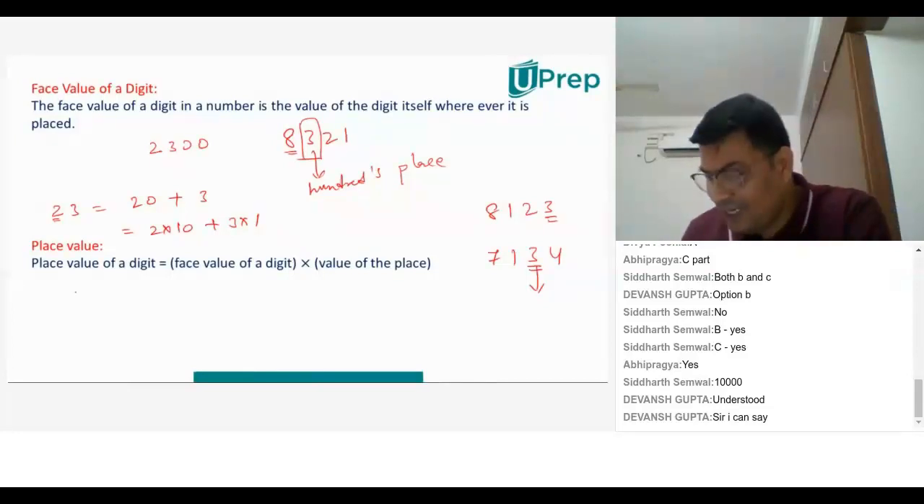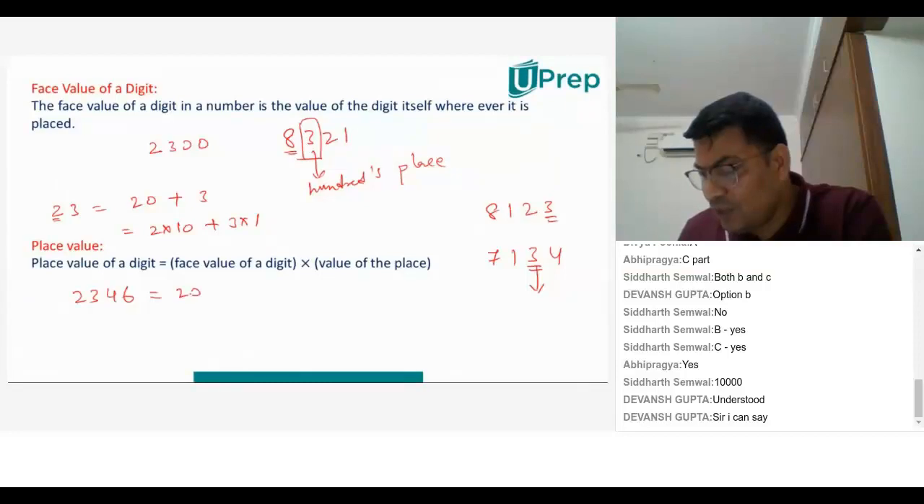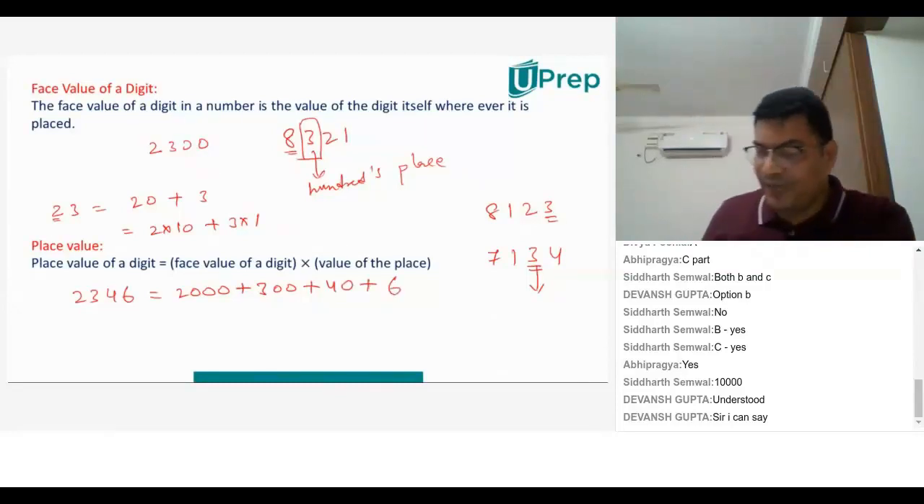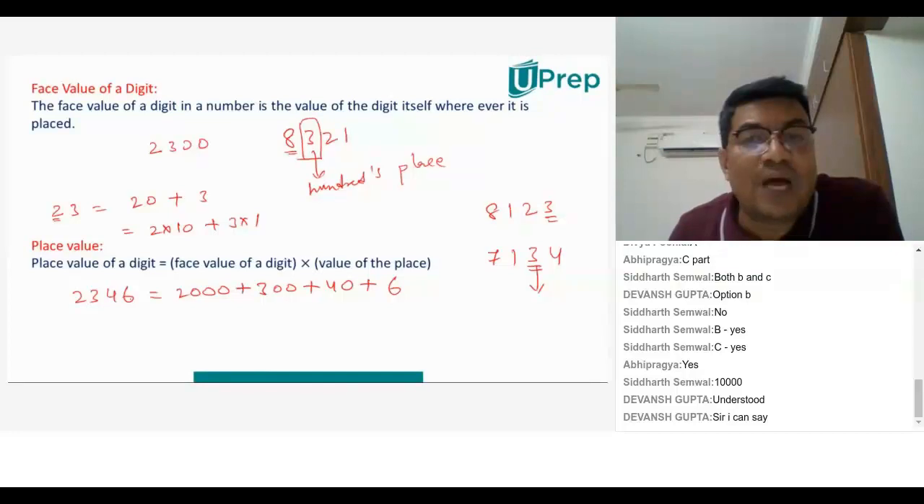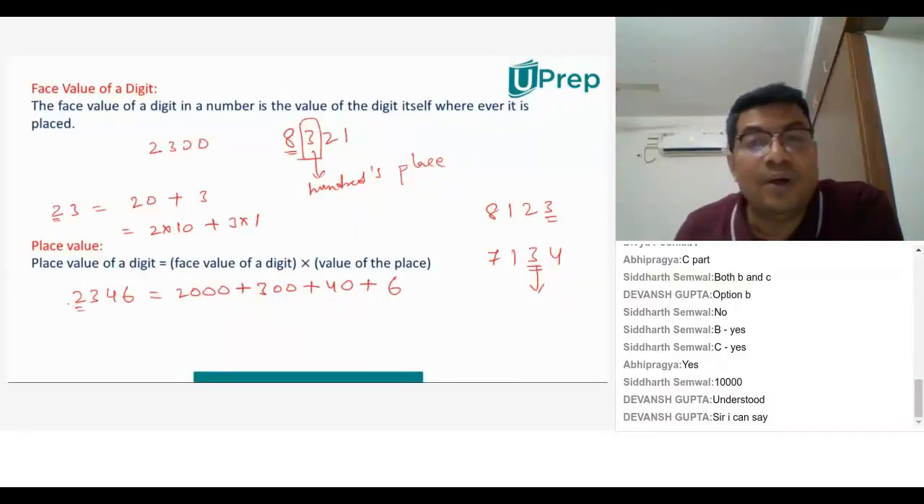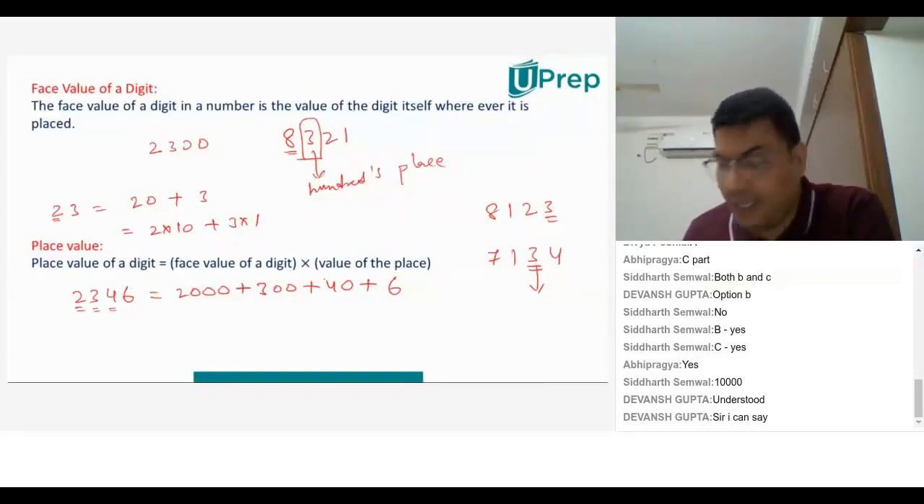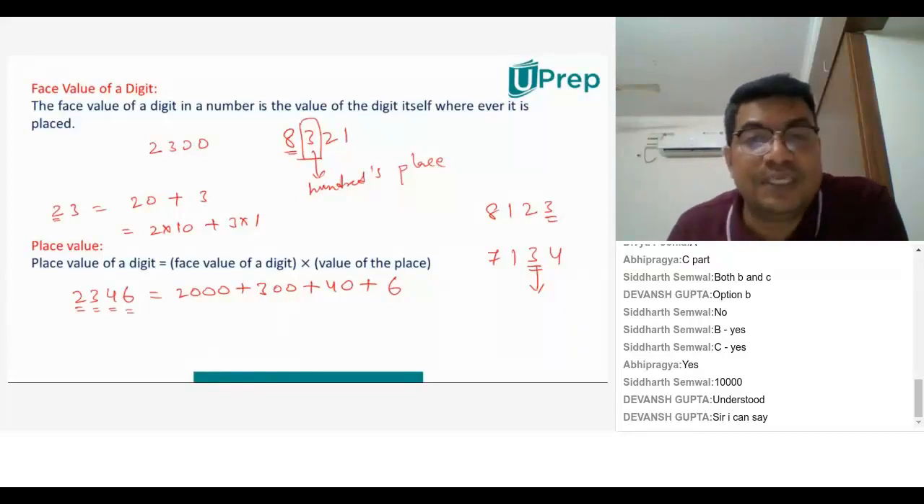If you have a number like 2, 3, 4, 6, what do you mean by 2346? It is 2000 plus 300 plus 40 plus 6. The value of this 2 in this position is 2000. The value of this 3 is 300. The value of this 4 in this position is 40. The value of 6 in this position is 6.